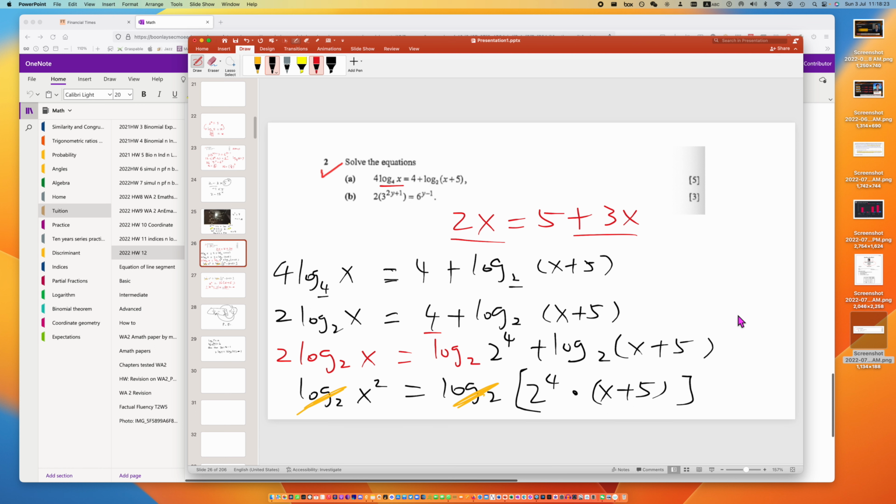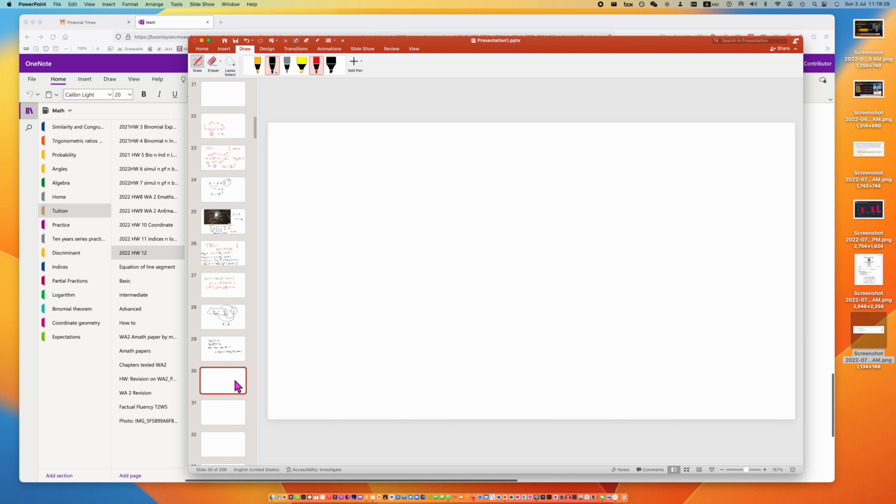So now is logarithm or indices. Now they want to do some practical applications, like real life. They say the population of a species is governed by this formula. This P is the population of that species. Then T is the time, in months.